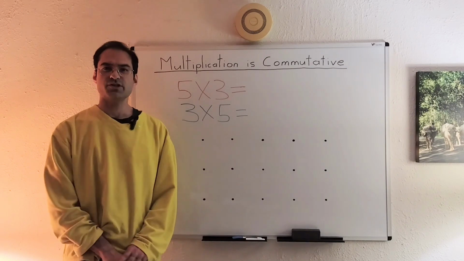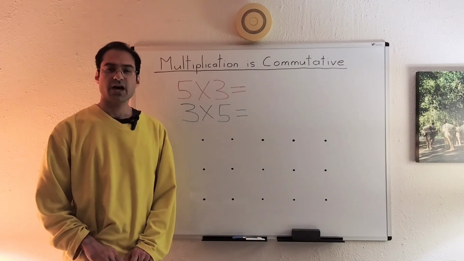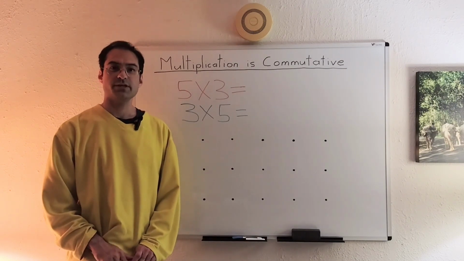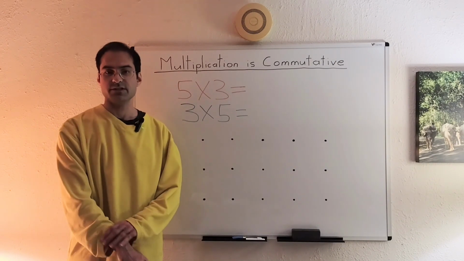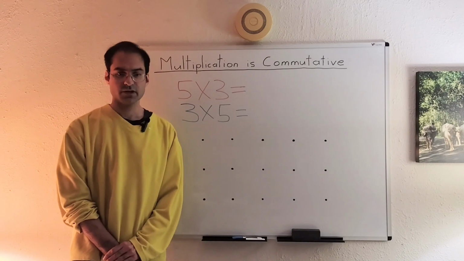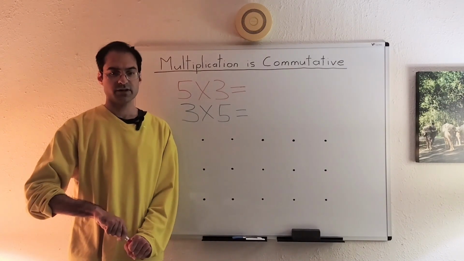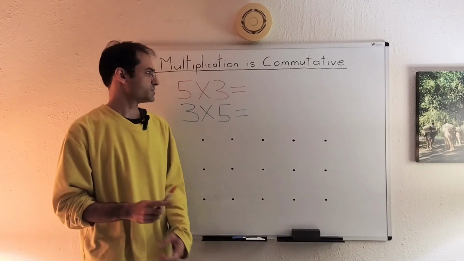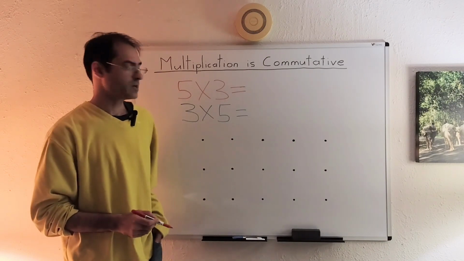So multiplication is commutative, and what that means is that the order we multiply the two numbers in does not affect the result. We will get the same answer in both cases. So I have a simple example here. We're going to look at 5 times 3 and 3 times 5.